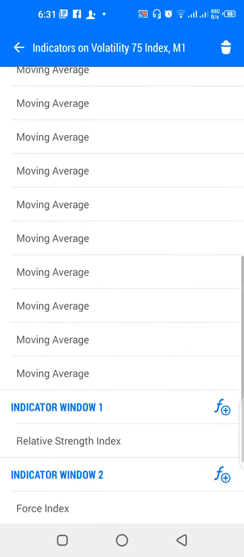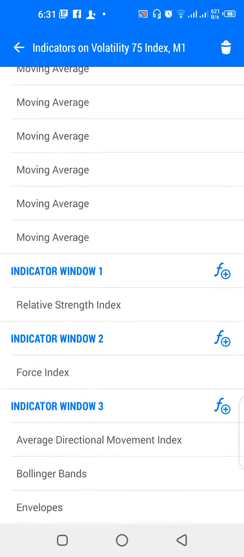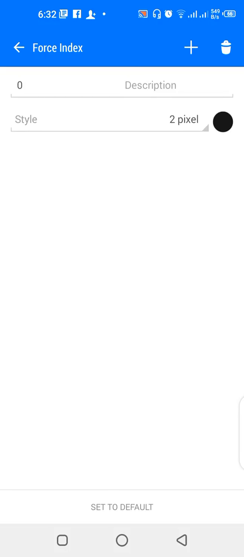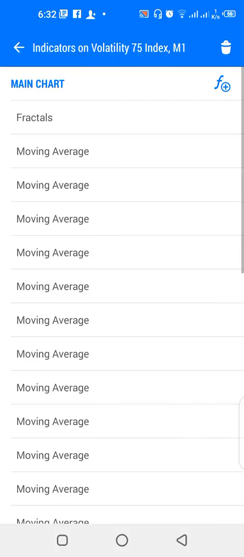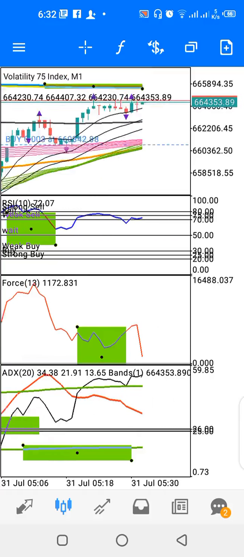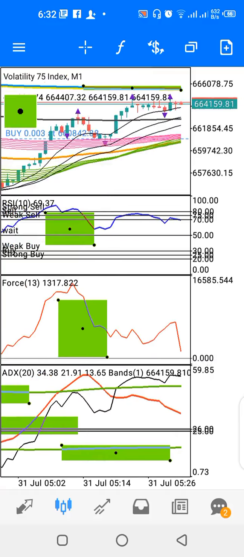Then for indicator window 2, we have the force index. Let's look at the parameters. The period is 13. The method is simple. The volumes is tick. The upper band color is red. And then the level is 0. Color of the level is black. And that's that for the force index indicator window.